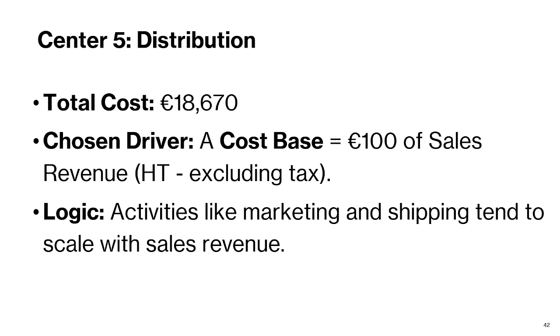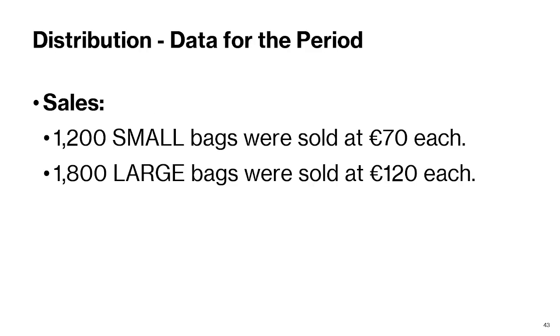Finally, distribution, with a cost of 18,670 euro. Here the costs, like marketing and shipping, scale with the sales revenue. The chosen driver is 100 euro of sales revenue of stock, excluding tax, right? This is logical because activities like marketing and shipping tend to scale with the sales revenue.